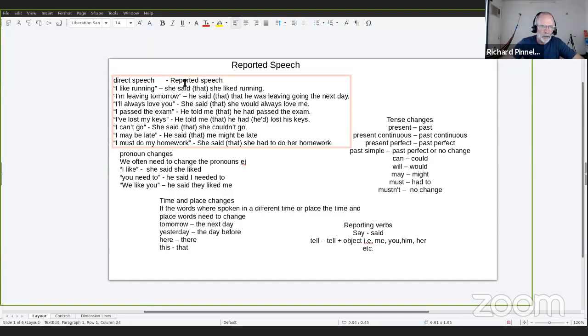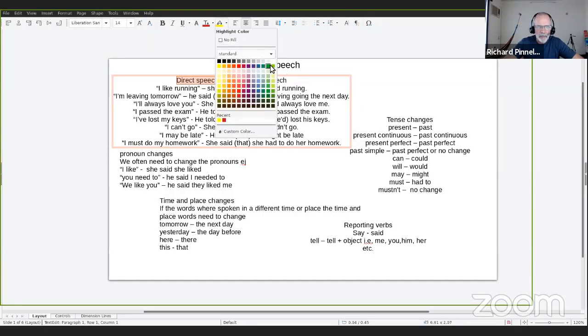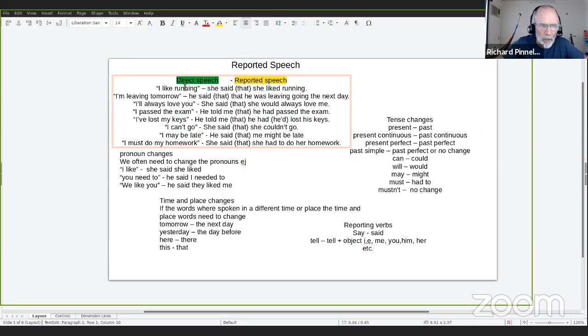So what's the difference between direct speech and reported speech? Let's center this, I think it's going to be better. The ones in green, these ones are the direct speech. And the ones we're going to make yellow are the reported speech. So let's begin with the first example of the direct speech.